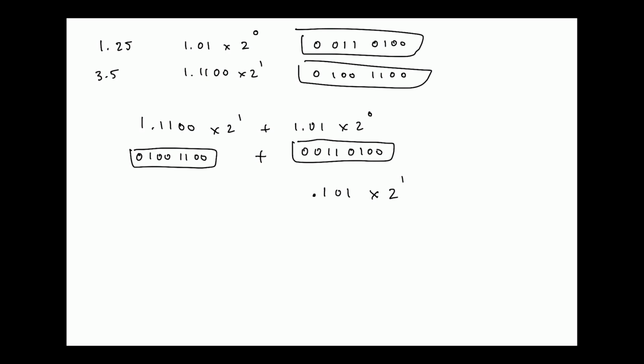Now, I can't write down the encoding for this because it violates our rule, right? What was our rule about what goes in front of the radix? It was always a 1. And that 1, we never actually encoded. We just assumed it was there. And so I can't really write down the encoding of this because that 1 is sort of missing.